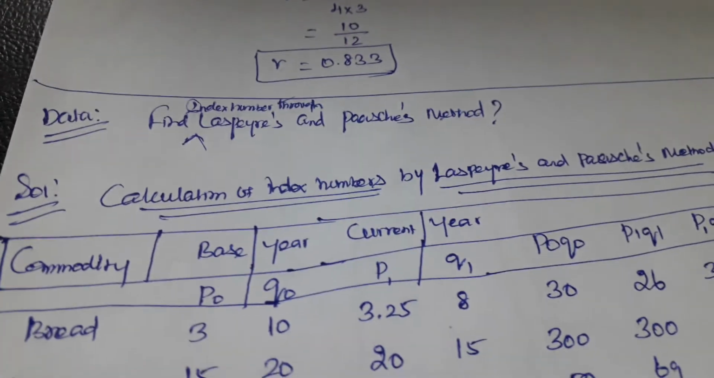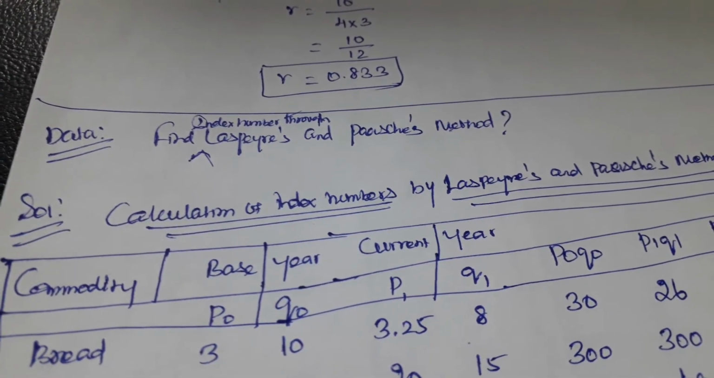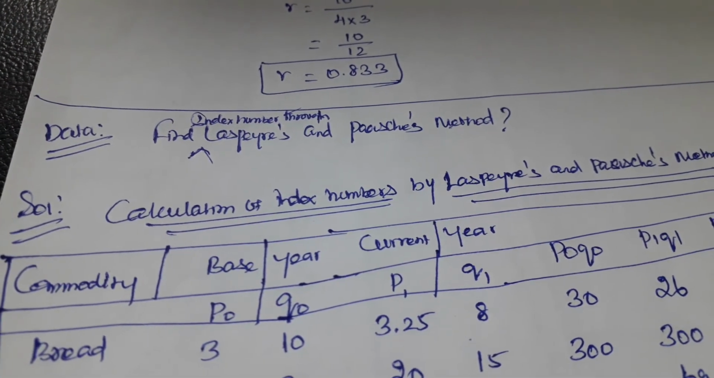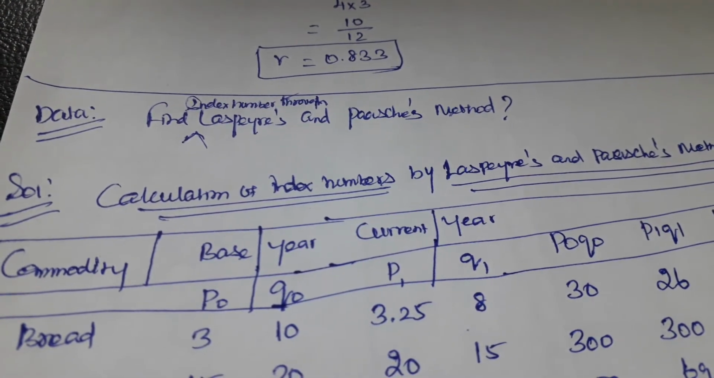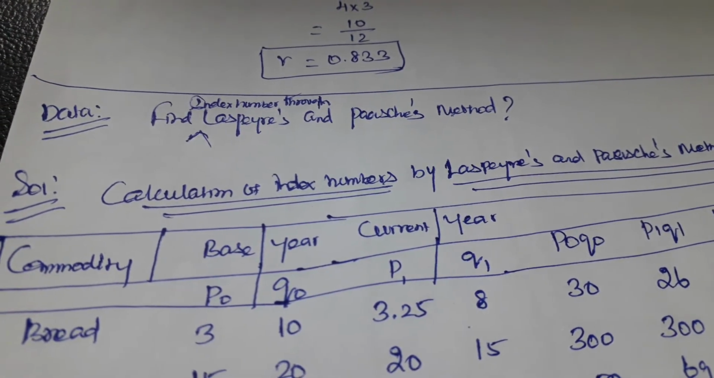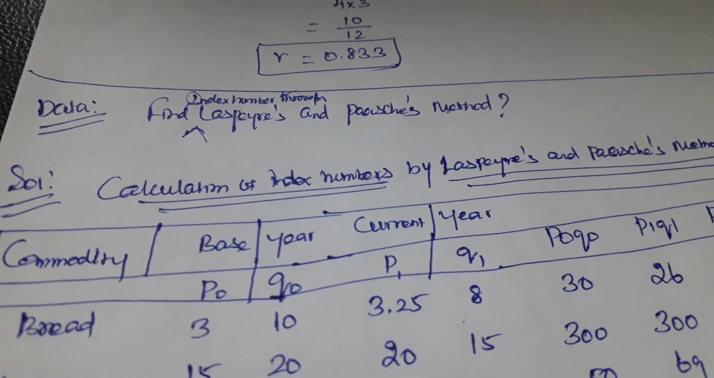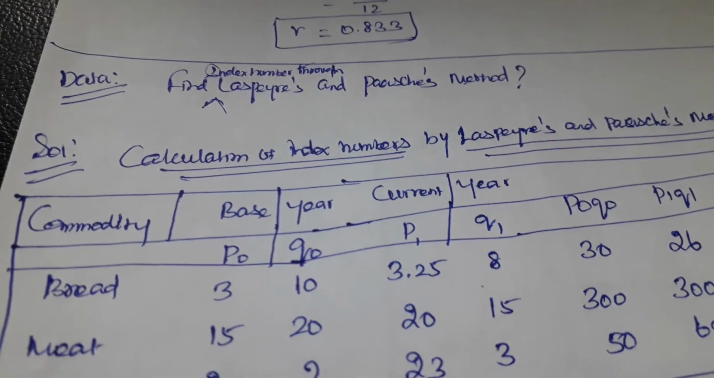And another topic is index number. Index number is talking about the change of the variables over a period of time. It has several methods. In this problem, we are going to calculate the index number through the Laspeyres method and the Paasche method.